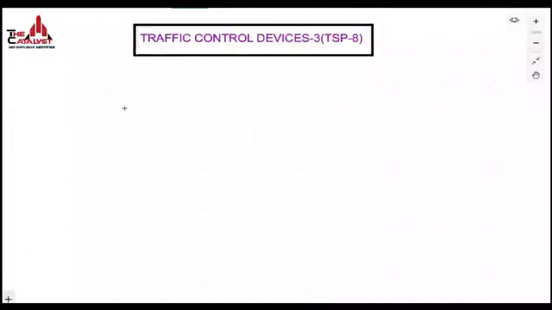Hello students, in this lecture we'll cover the remaining part of the signal designing with the practice question and the last topic of the control devices, that is the traffic island. Let's start with the question of signal designing, the trial cycle method.